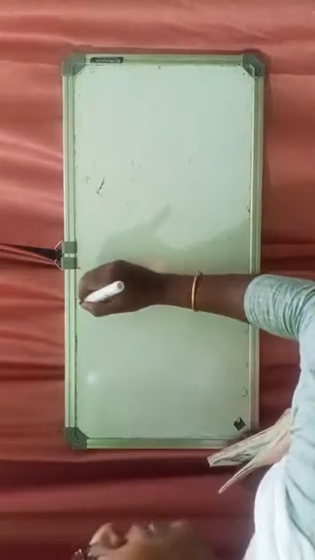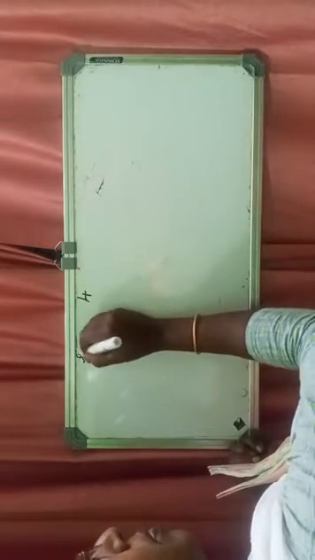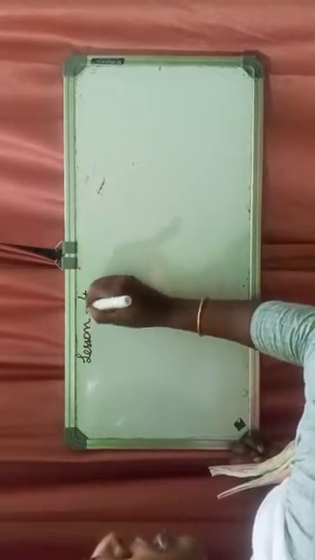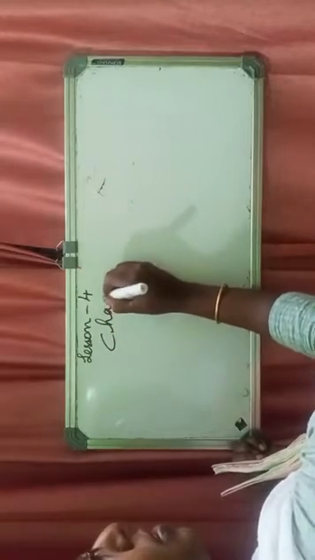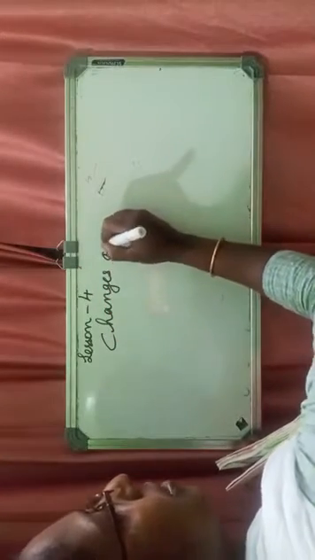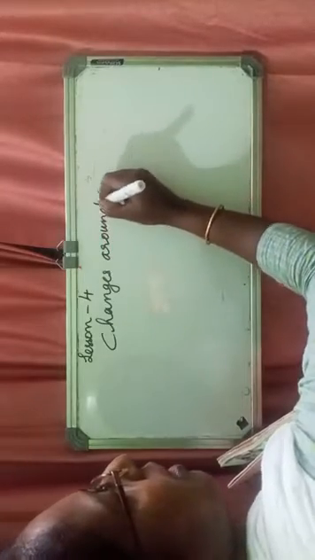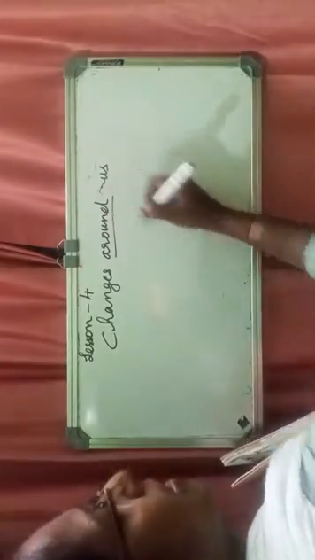Let us learn EVS. In our EVS, we have finished our third lesson also. And next, let us learn lesson 4, changes around us, which is our fourth lesson. Lesson 4, changes around us.